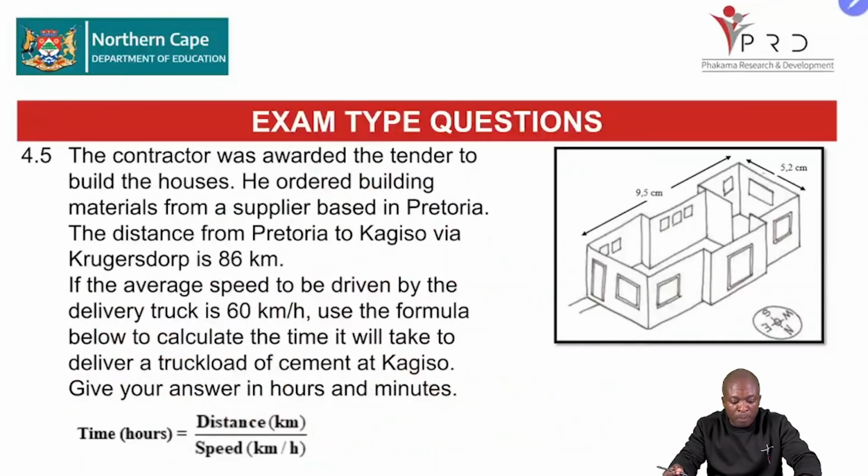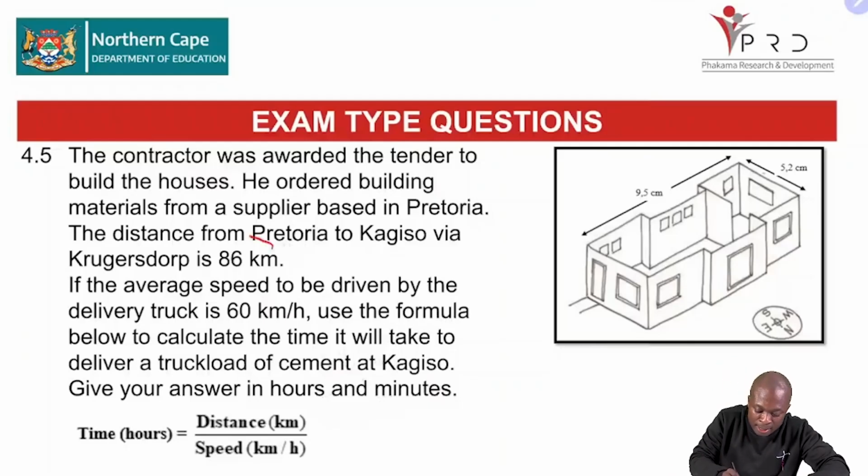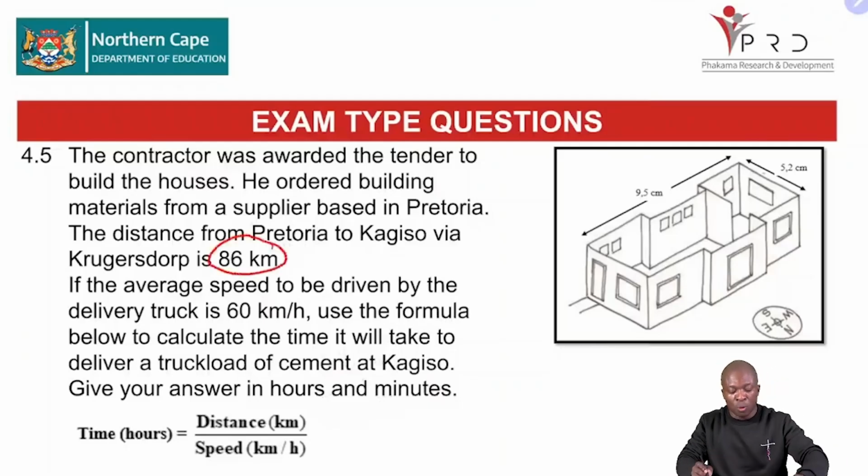Now, let's get back to the next question here. We have another interesting question. It says the contractor was awarded the tender to build the houses. Welcome, my learners. So let's look at our next question here. The contractor was awarded the tender to build the house. He ordered building materials from a supplier based in Pretoria. The distance from Pretoria to Kagiso, meaning passing through Krugersdorp, is 86 kilometers. Highlighted because you're going to need it.